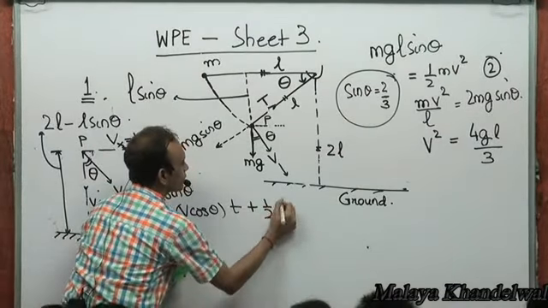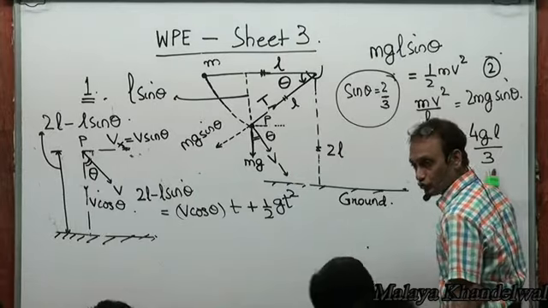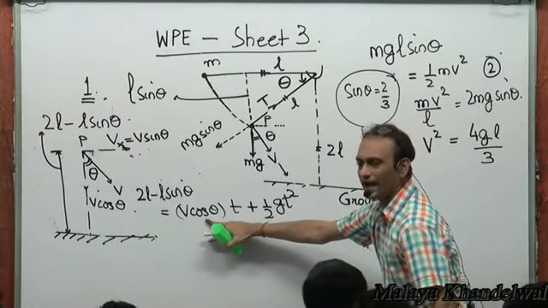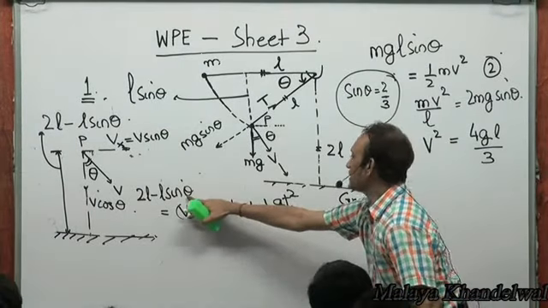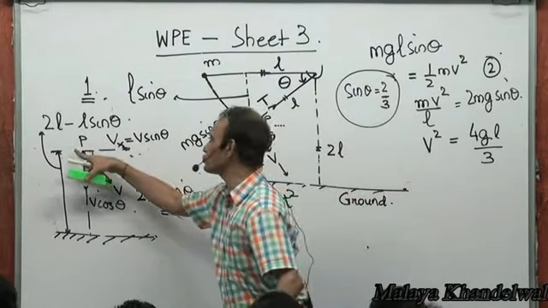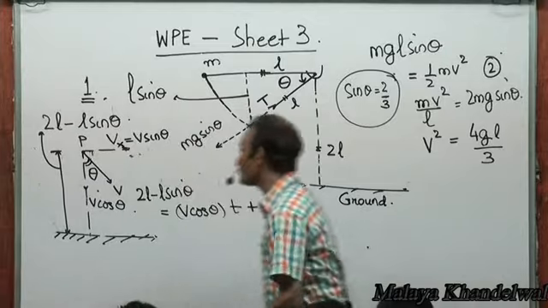Now v is known from these considerations, root 4gL by 3. Sine theta is known, so cos theta can be obtained. Sine theta can be plugged in and you can solve for t. You will get two values of t, a quadratic in t, a positive instant and a negative instant. Ignore the negative instant of time that you get, because this is t equal to 0. Whatever happens after this is positive values of t.